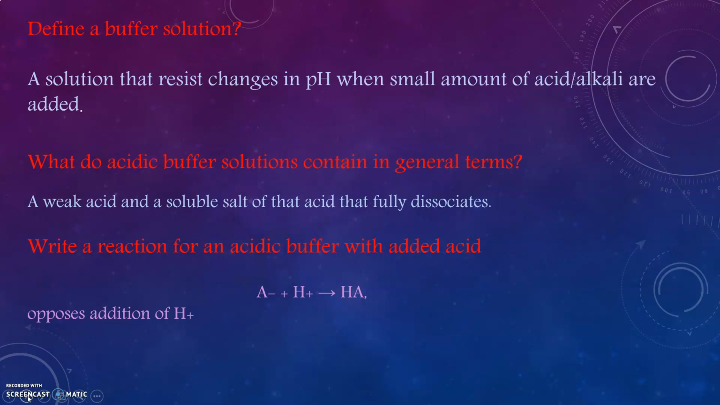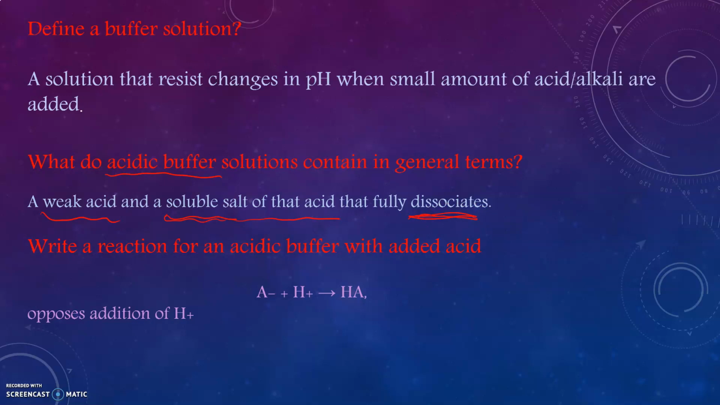Now for the acidic buffer solution. How can you make a buffer solution which is acidic? Acidic buffer solution is made from a weak acid and a soluble salt of that acid, which fully dissociates. Okay? So again, an acidic buffer solution is made from weak acid and a salt of that acid. Weak acid, soluble salt. Remember, soluble salt of that acid. That's why it's fully dissociating, meaning it's completely dissolved.